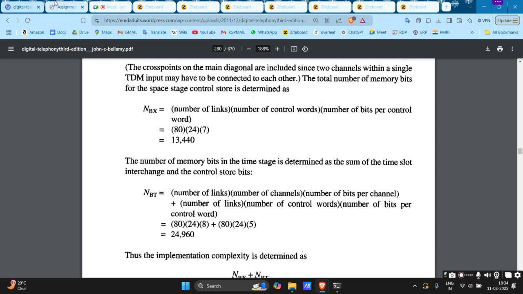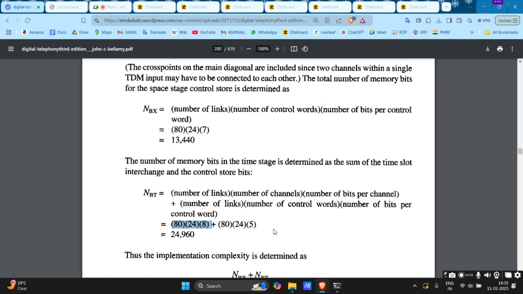Now what about the time stage memory? The time stage memory has number of links into number of channels. This time stage memory is again divided into two parts, one for the control and one for the data. For the data, how many do you need? There are 80 links or 80 data sources, and each one has 24 TDM channels. And how many bits do you send? You send 8 bits, because it's an 8-bit PCM. So 80 into 24 into 8 is the data storage.